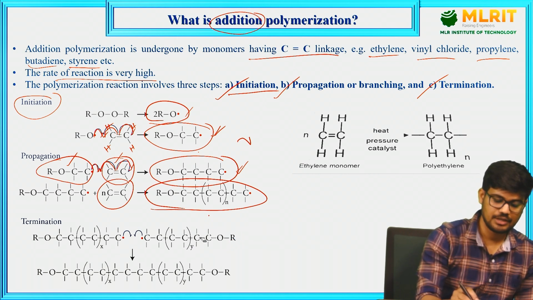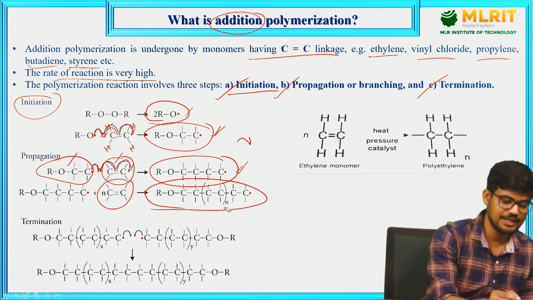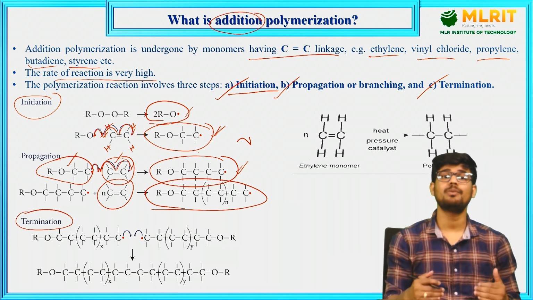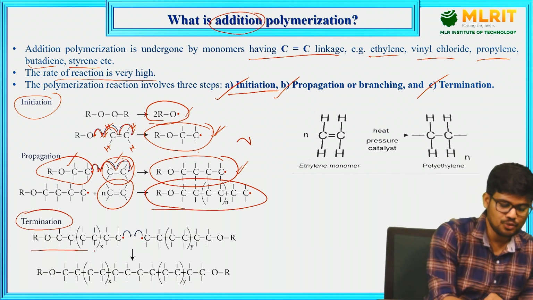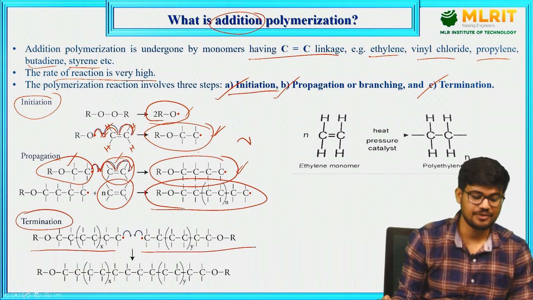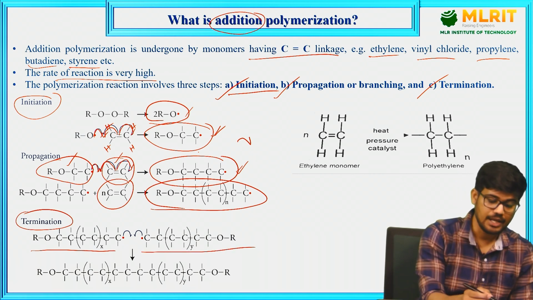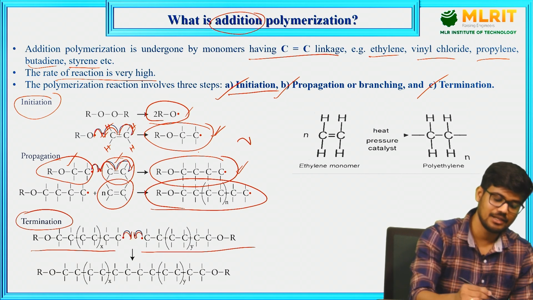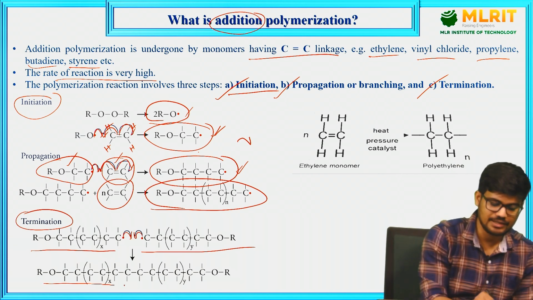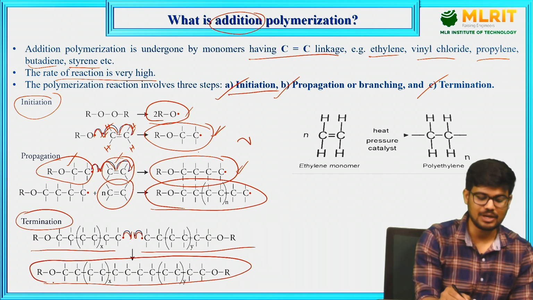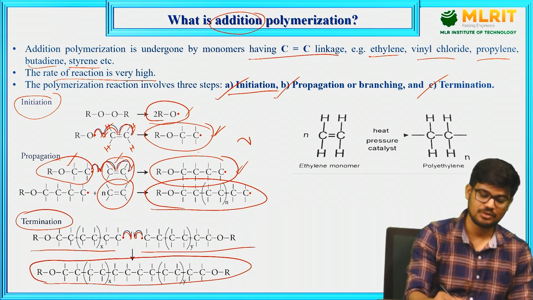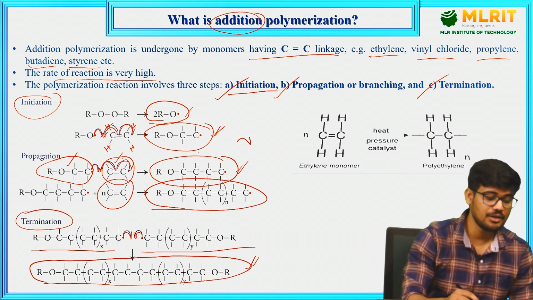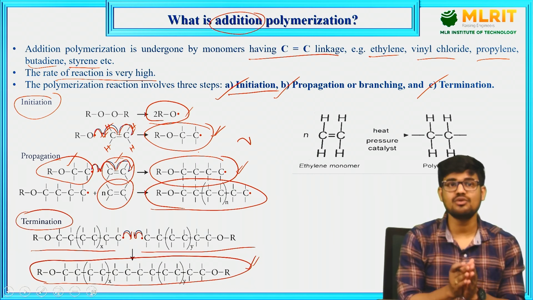Now come to the third step, that is the termination step. Termination means where this reaction will end. Here we have two different chains having radicals. If this radical and this radical combine, then we will get this as the final product. If you look at this product, there is no radical, so this will be our final product. At the end of the termination step, we are getting the actual product.